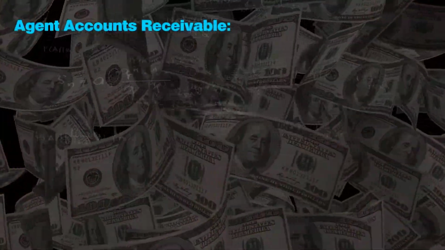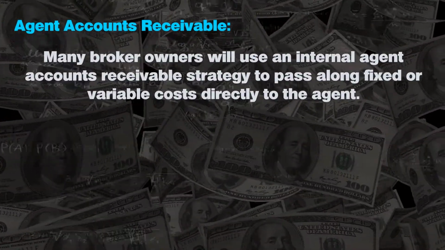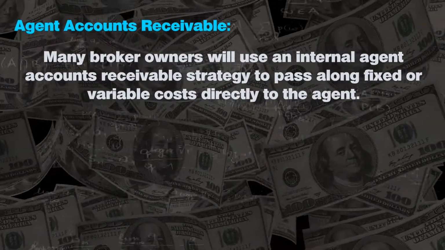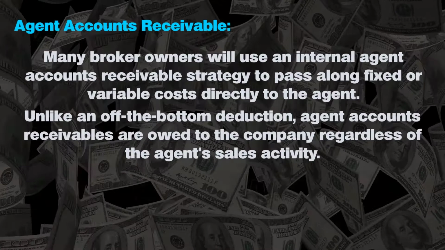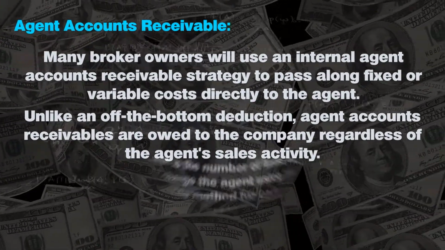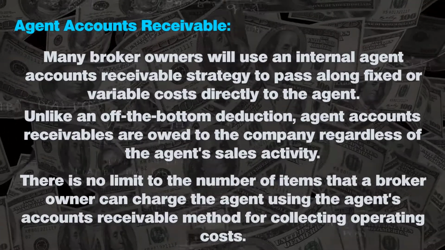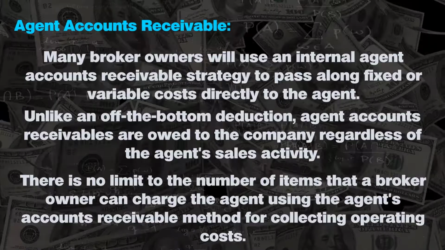Agent accounts receivable. Many broker owners will use an internal agent accounts receivable strategy to pass along fixed or variable costs directly to the agent. Unlike an off-the-bottom deduction, agent accounts receivables are owed to the company regardless of the agent's sales activity. There is no limit to the number of items that a broker owner can charge the agent using the agent's accounts receivable method for collecting operating costs.